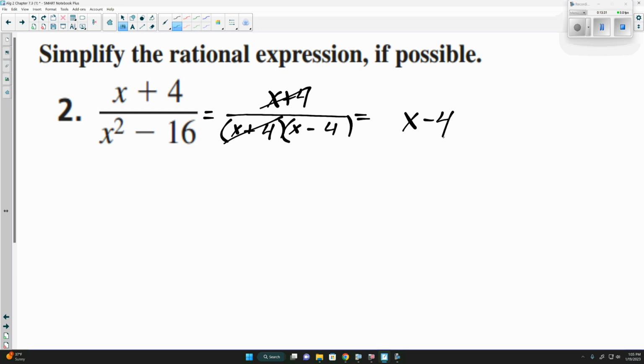Because anything divided by itself is what? 1. So the numerator reduces to 1. So we get 1 over x minus 4. Because when we're dividing like this here, dividing like expressions are going to reduce to 1. Anything divided by itself is 1. Because there's no way we can divide 2 expressions and get 0 unless the numerator was 0 to begin with.